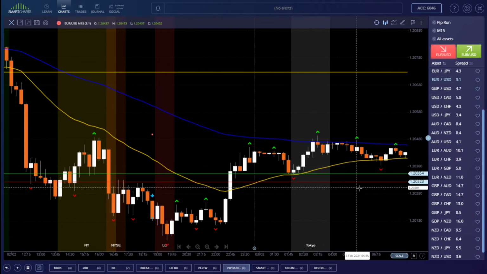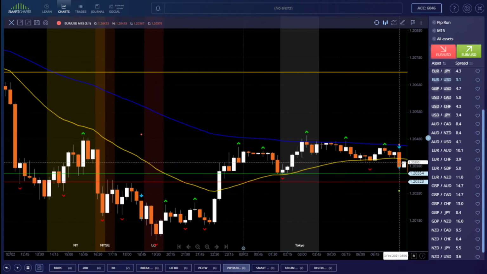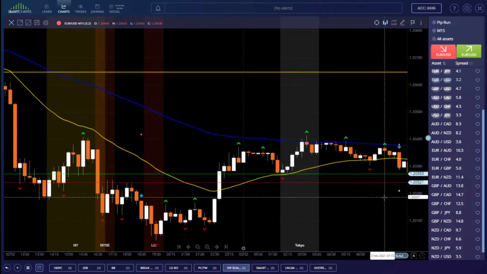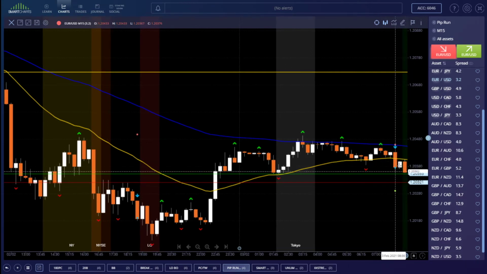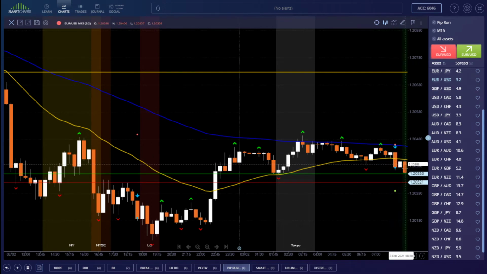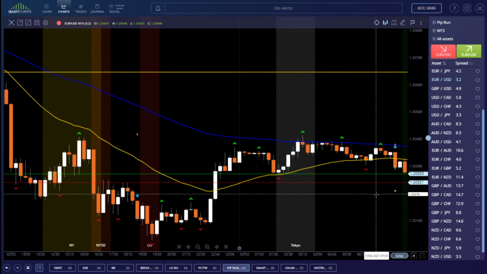Okay, so skip forward. 6 o'clock. Pretty early. This is right on the UK Open, so it's fine. As long as it's within 6:30, plus or minus 30 minutes of the UK Open, I'm okay with it. Price sort of came down. This is a classic continuation pattern. You see this all the time.